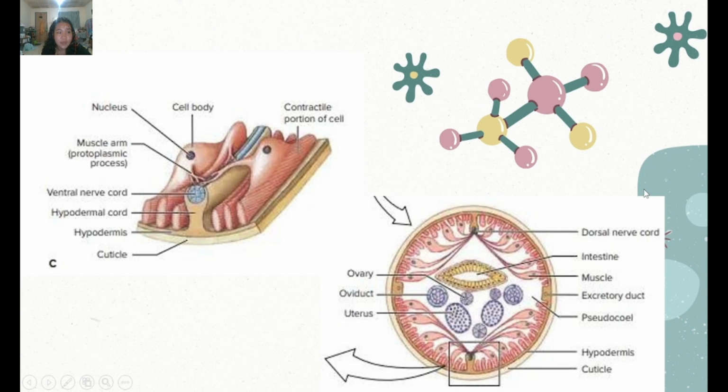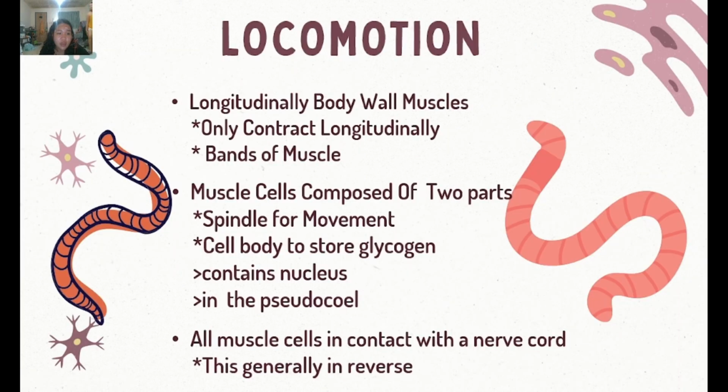All cells in roundworms are connected to the nerve cell. So it is unique because when we talk about the connection between nerve tissue and muscles, it's the opposite way around. Normally the nerve tissue connects to the muscle and stimulates it, but in the case of roundworms, it's reversed. Muscles extend and attach themselves to the nerve cord.